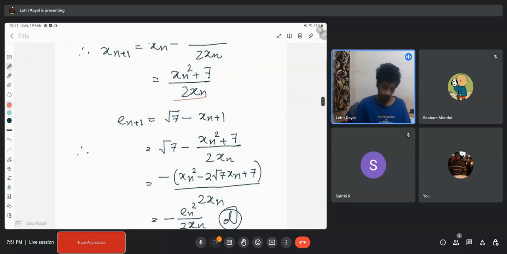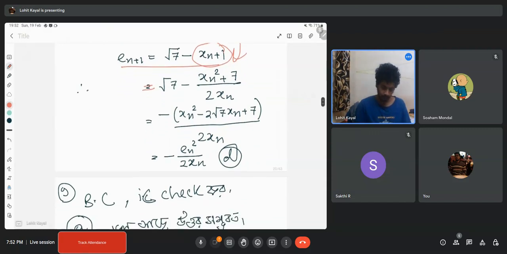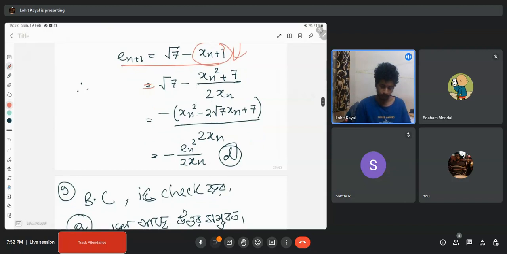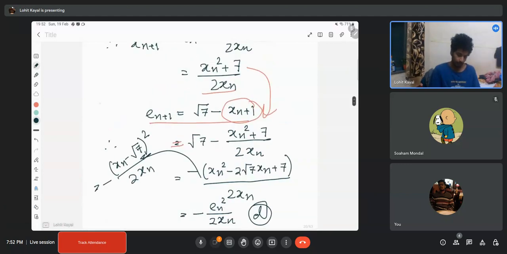Similarly, in place of x(n+1), just substitute, like the last time. Probably I made a silly mistake over there, and if you just multiply it, it will be xn plus xn squared minus 2 square root 7 xn plus 7. And this will be equal to minus of (xn minus square root of 7) whole squared by 2xn. In that problem it will be square root of 17.